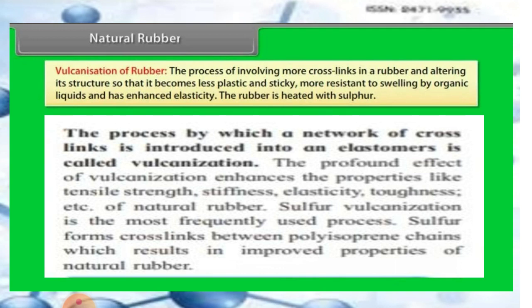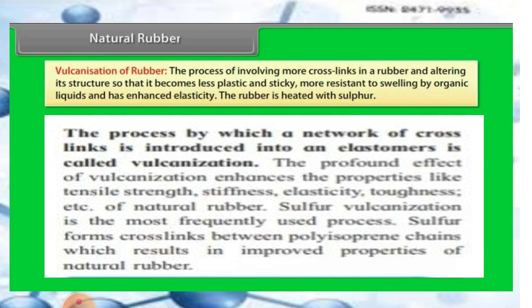Here, why are we doing the vulcanization process? As we know, to improve its physical properties, to enhance properties like tensile strength, stiffness, elasticity, toughness, etc. of natural rubber.